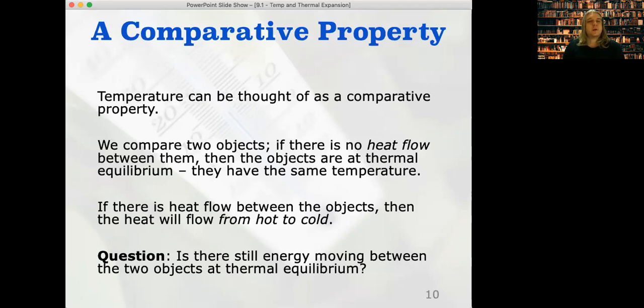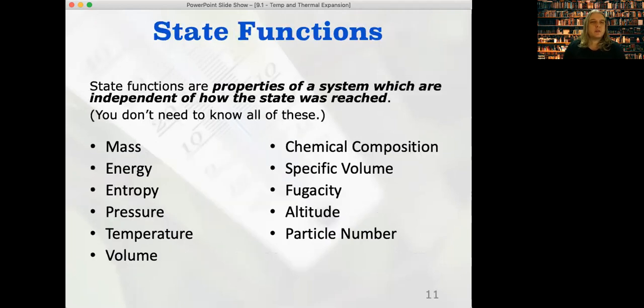Just noticed I've written a question on this slide. Is there still energy moving between two objects at thermal equilibrium? We are going to talk about thermal equilibrium in a moment, so that'll make more sense when we look at that.